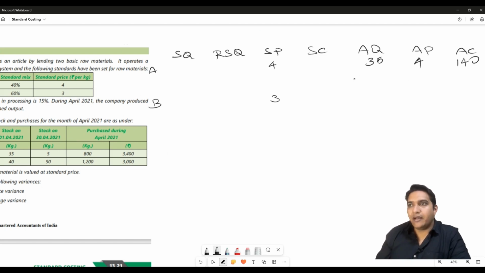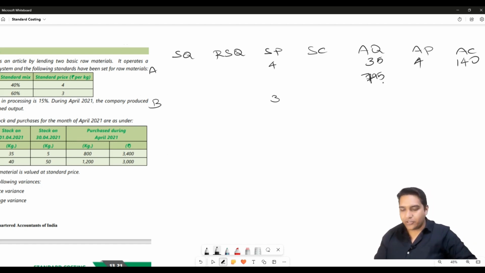Then the remaining part. In the problem they say that we have purchased during the month of April 800 kgs of material A, and there is a closing stock of 5. So out of 800, since we have a closing stock of 5, we have only used the balance, 795 kg of the material.